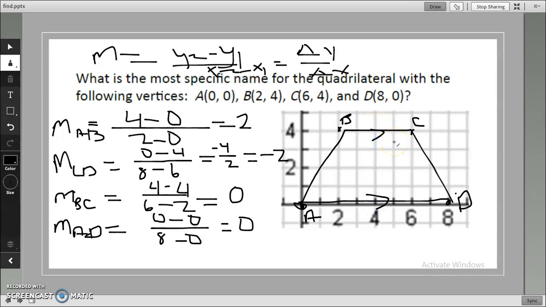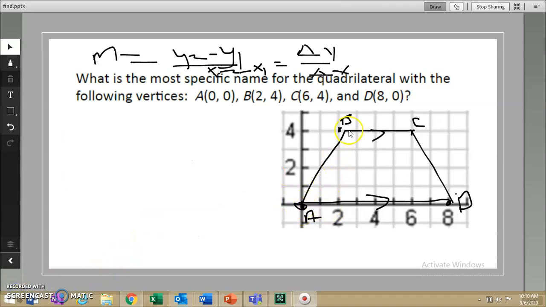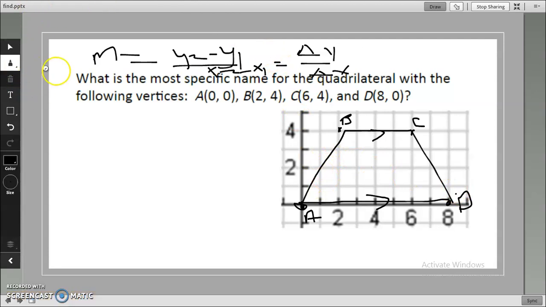So we can say that it is a trapezoid, but is it a right trapezoid? We also know that there's no right angles because nobody's meeting at perpendicular. So this is just a trapezoid, but now we have to determine if it's an isosceles trapezoid. So let's look at the sides AB and CD and see if they're the same by using our distance formula.